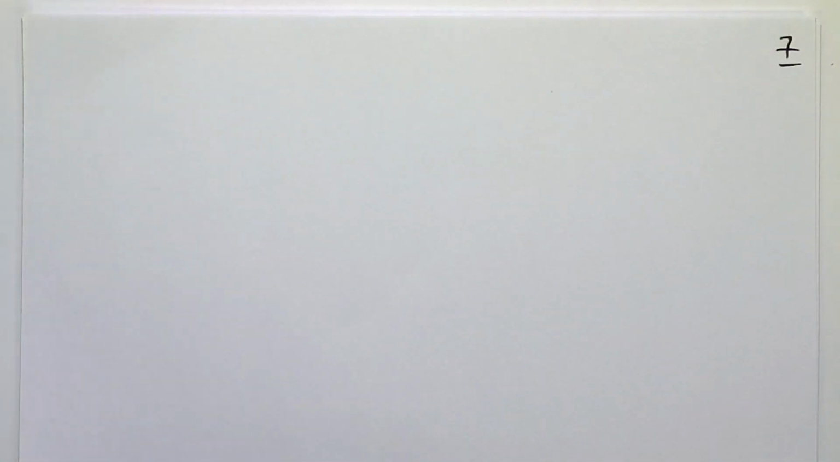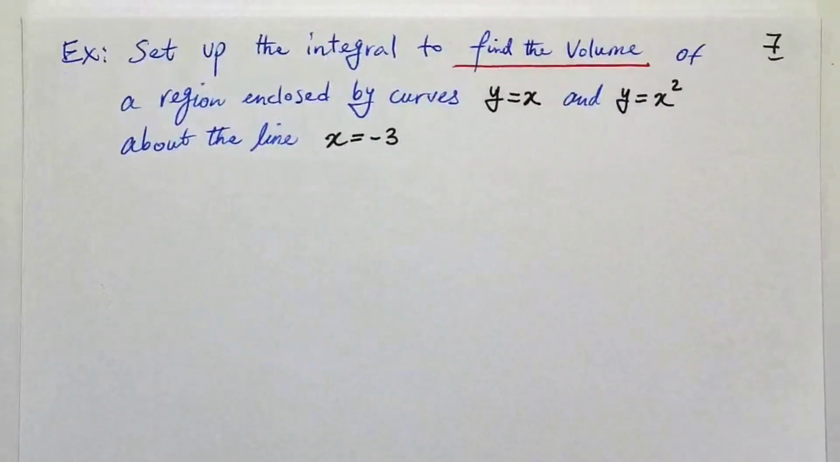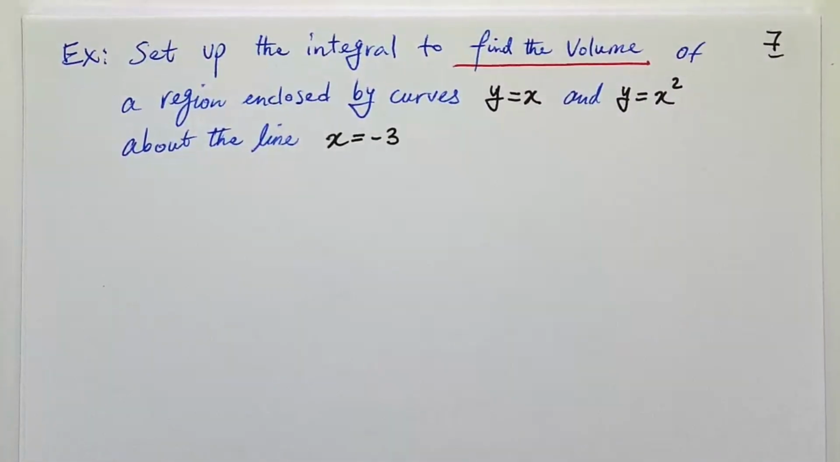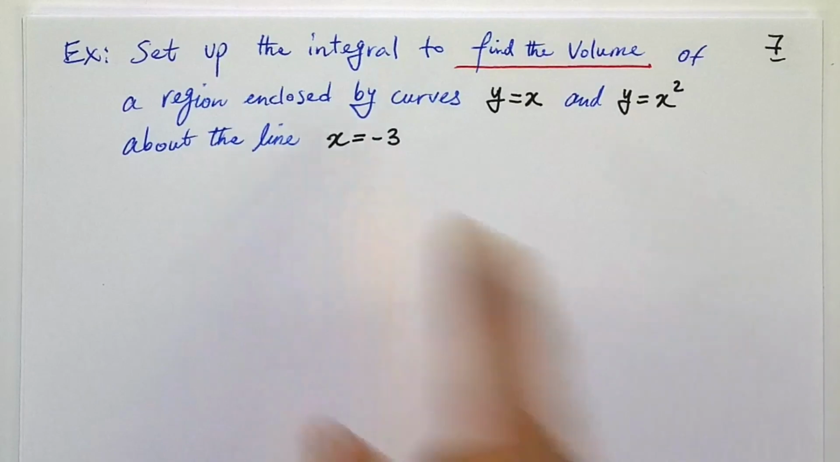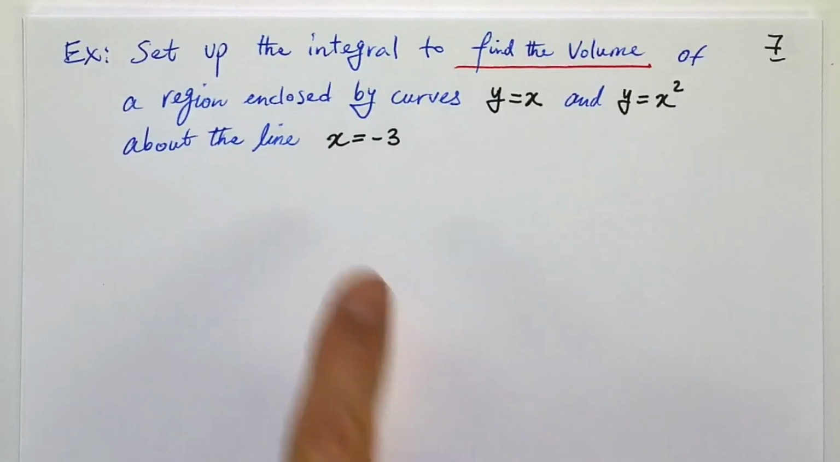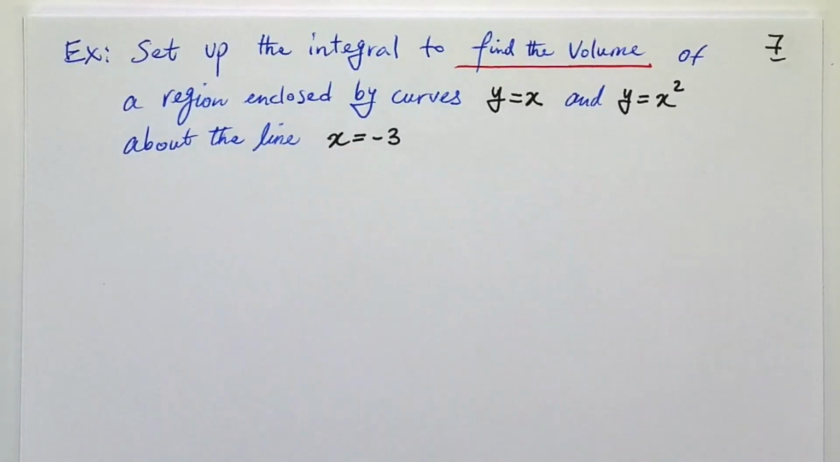Actually, I have that right here written up already, so that saves us a little bit of time. So this time the same two curves. We have that same region, but we want to find the volume of that region about the line x equals -3. So of course this line is going to be a vertical line parallel to the y-axis, so our integration is going to be with respect to the variable y.